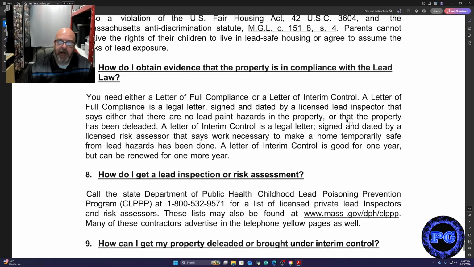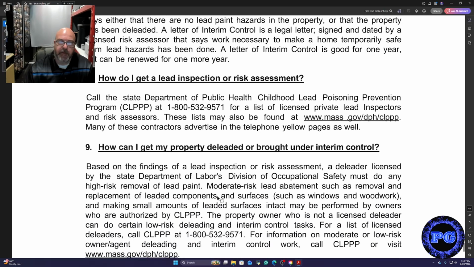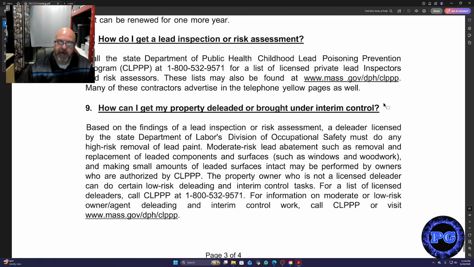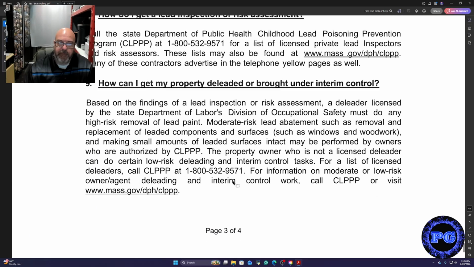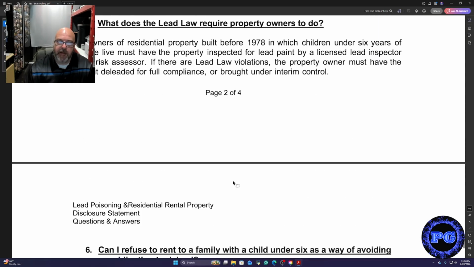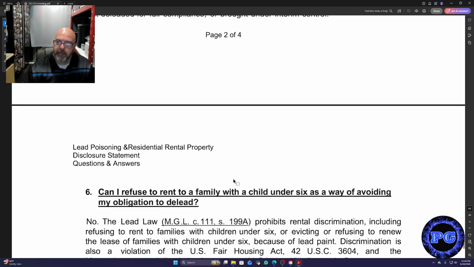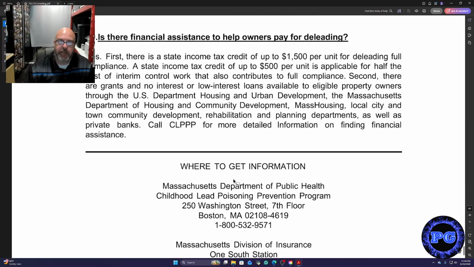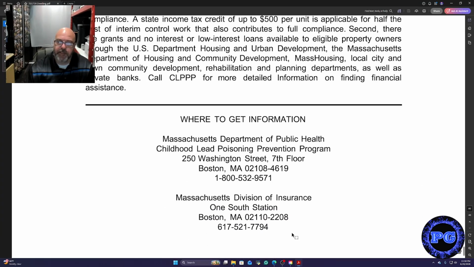How do you obtain one? You just have to get a licensed lead inspector and that whole thing. So how do you get one? Oh, here you go. Call this number, and they'll help you out. How can I get my property de-leaded and brought under interim control? They're spelling it all out for you here. So read your policy. You'll learn a lot of stuff. There are a lot of laws on lead paint when you're buying, selling, with disclosures and insurance. Here's all the Massachusetts information on lead paint. But we've talked enough today about all this.